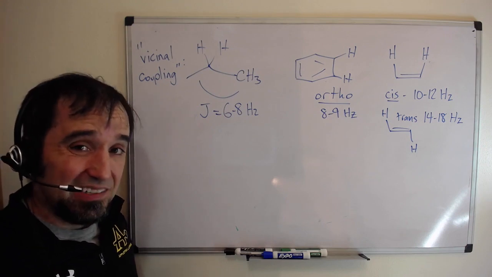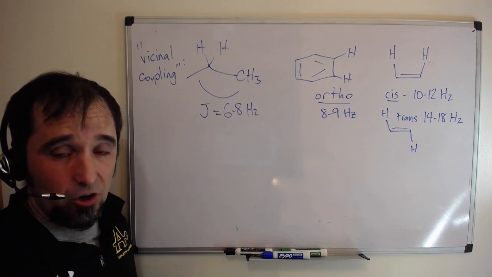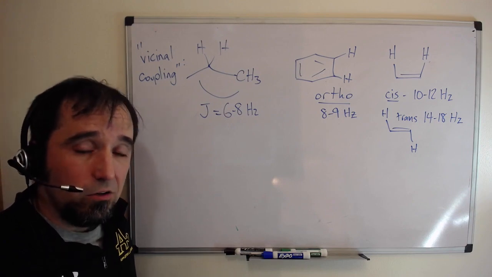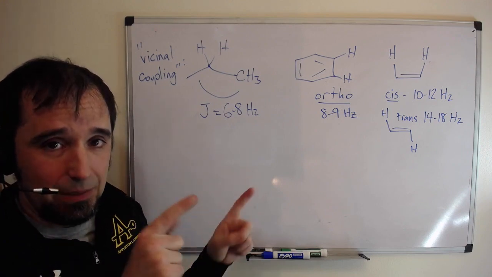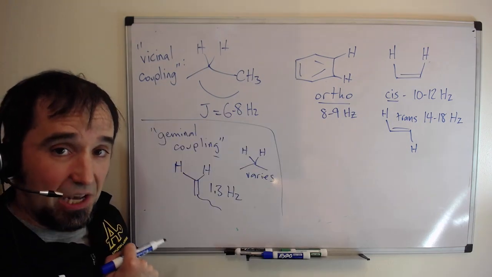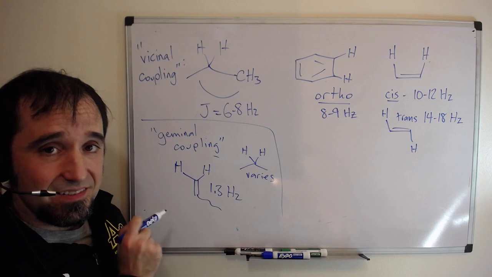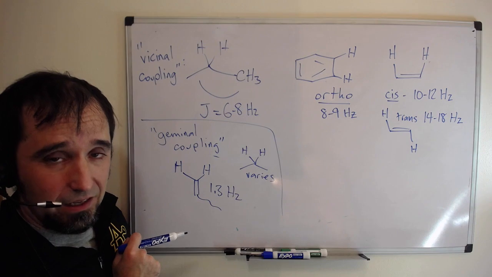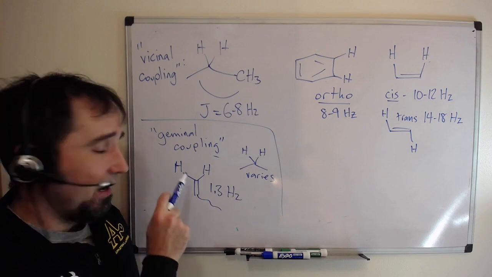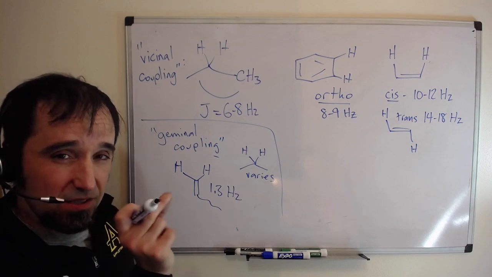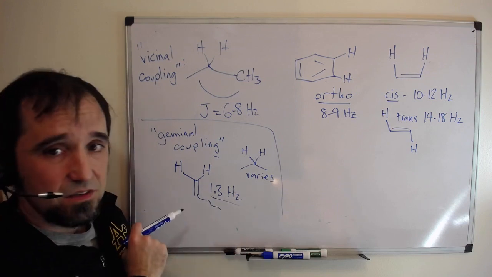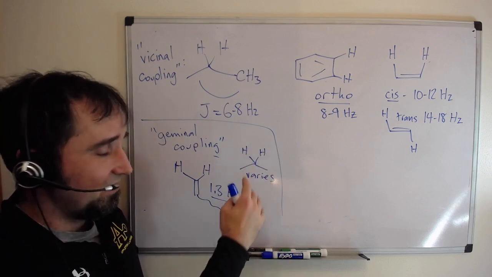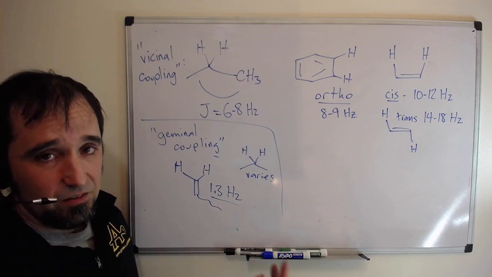You are not going to see any coupling above 18, 20 hertz. If you see coupling above 20 hertz, you've either done your math wrong or you're looking at two peaks that are not actually coupled, that just happen to be kind of close together. Sometimes we see geminal coupling when two hydrogens on the same carbon are not equivalent, and we'll talk about when that might be in a little bit. On the end of an alkene, that's sometimes common. We'll see a very, very small coupling there, about 1.3 hertz. In other cases where two hydrogens are different but on the same carbon, the coupling constant varies quite a bit.